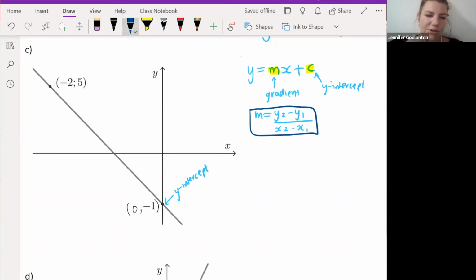And then we've got these two sets of coordinates. For those of you who are still feeling a little bit lost, I'm going to label them for you and see if that helps. Use what I've just labeled to try and find your m value.